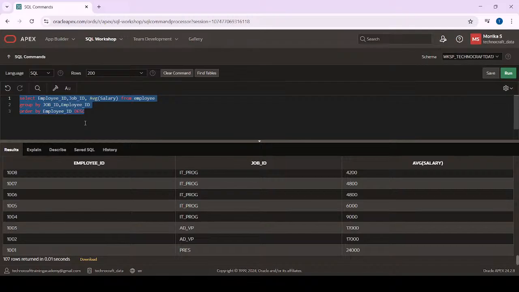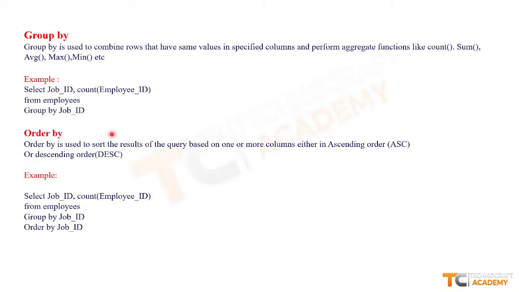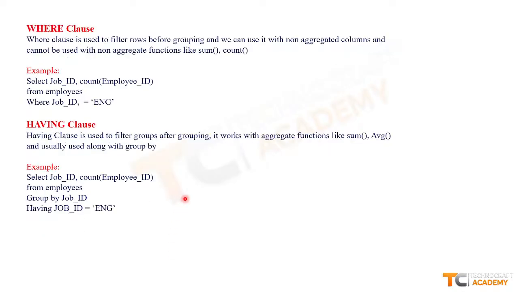Okay, so this is about order by and group by. Now, if you want to apply any condition after grouping, then we have a having clause. So we have two clauses, where clause and having clause, but where clause cannot be used to filter on the grouped rows. That's why we have a having clause. So this is the main difference between having clause and where clause.